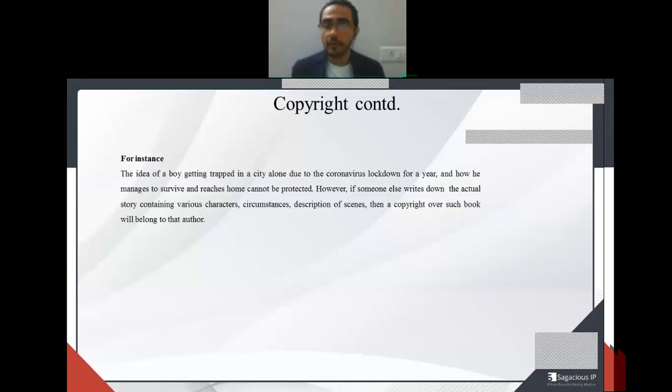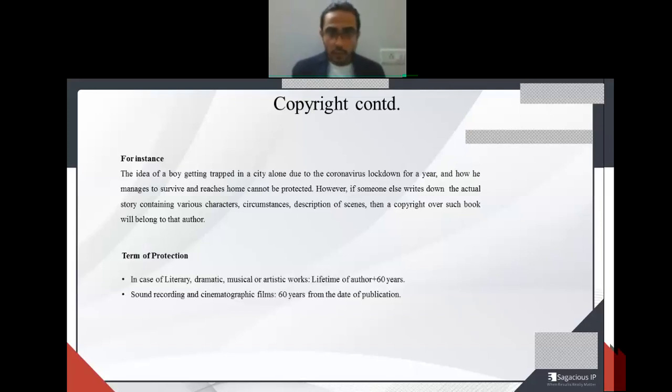That author will have the right over the copyright because he has expressed the idea in a book or a novel or a story. So copyright will be available to that author. The term of protection of copyright in case of literary, dramatic, musical, and artistic work is the lifetime of the author plus an additional 60 years. Till the time an author lives, and 60 years in addition to that.